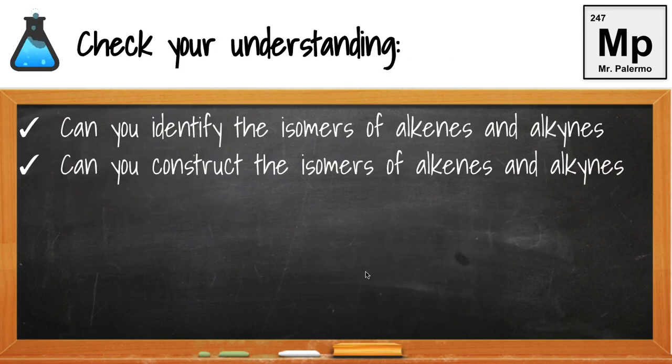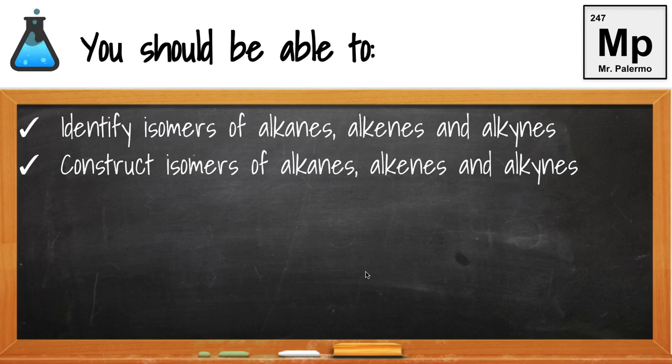So let's check your understanding. Can you identify the isomers of alkenes and alkynes, and can you construct the isomers of alkenes and alkynes? At this point, you should be able to identify the isomers of alkanes, alkenes, and alkynes, and then construct isomers of alkanes, alkenes, and alkynes.